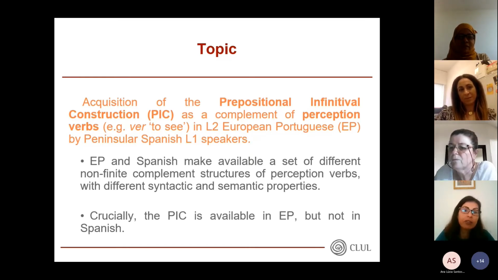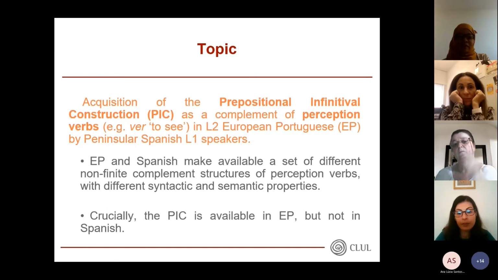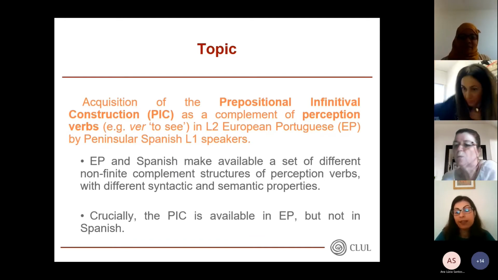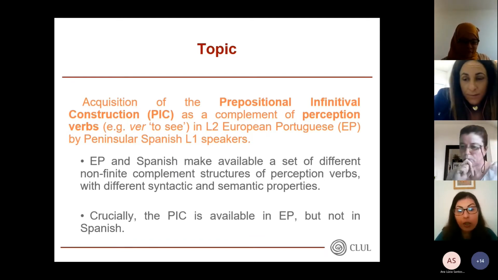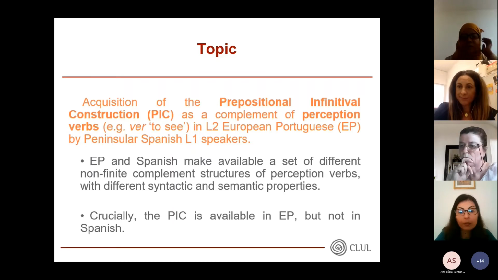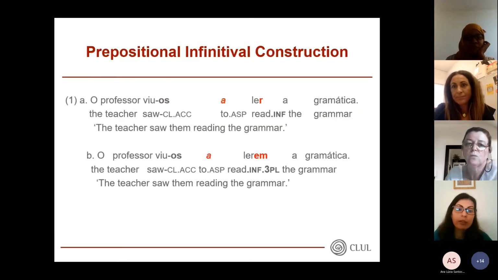The motivation for this topic lies firstly in the fact that both Portuguese and Spanish make available a set of different non-finite complement structures of perception verbs, but these structures have different syntactic and semantic properties. Crucially, the PIC is available in Portuguese but not in Spanish. But first, we will look into an example of the PIC.